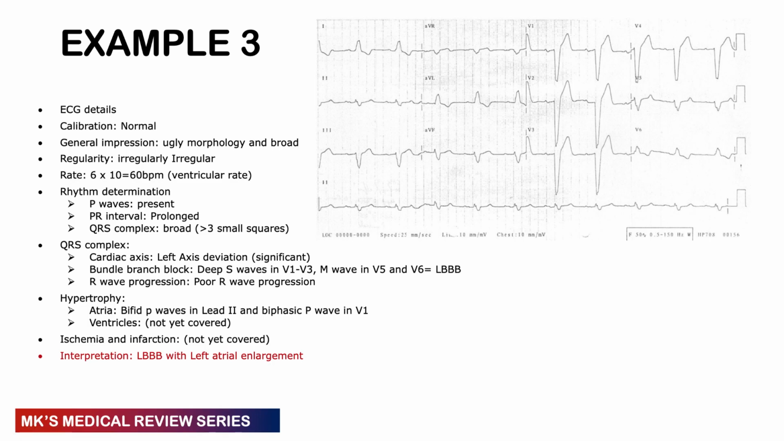Now, the QRS complexes are broad. When we come to assessment of the QRS complex in terms of axis deviation, lead 1 is facing upwards, lead 3 is facing downwards, lead AVF is facing downwards, lead 2 is facing downwards, so that's a significant left axis deviation. We come to presence of any bundle branch blocks. There are, of course, deep S waves in V1, V2, as well as V3. There is some notching of the QRS complex in leads V5 and V6. This is suggestive of a left bundle branch block.